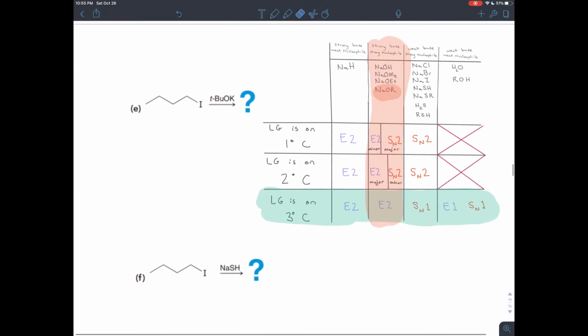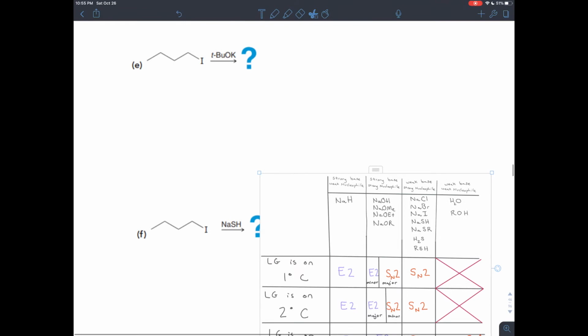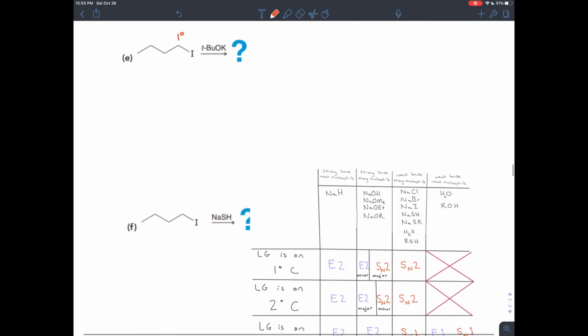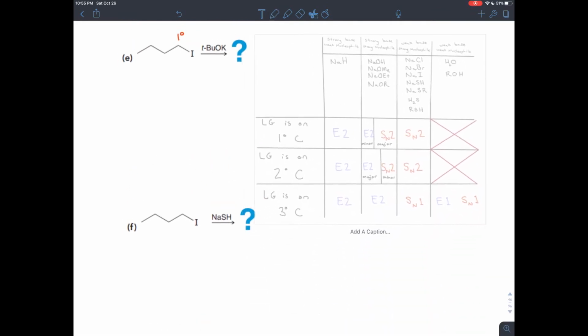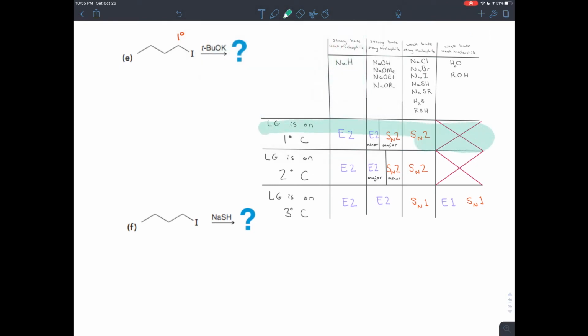Okay. So, let's go through the same thought process for E. First step is to find out what type of carbon the leaving group is on. The leaving group is on this carbon that's only bonded to one other carbon, so that is a primary carbon. So our leaving group is on a primary carbon, and we're going to be dealing with the mechanisms in this row here.